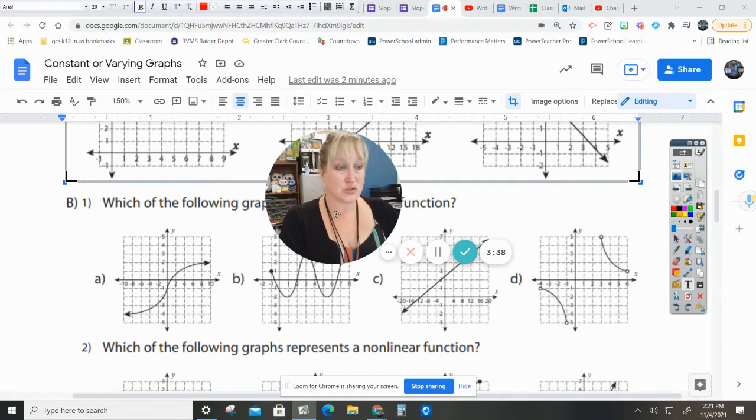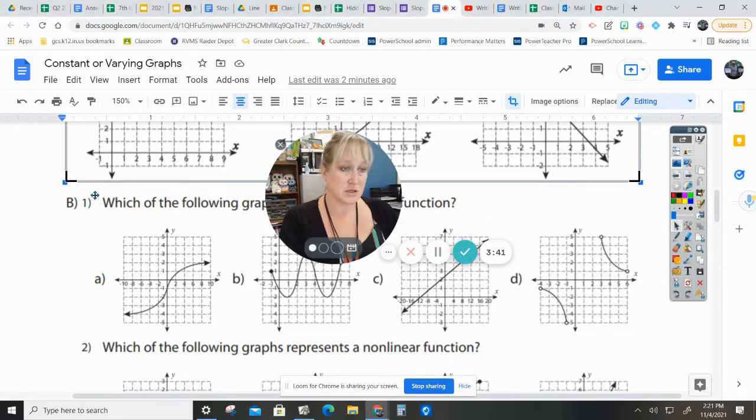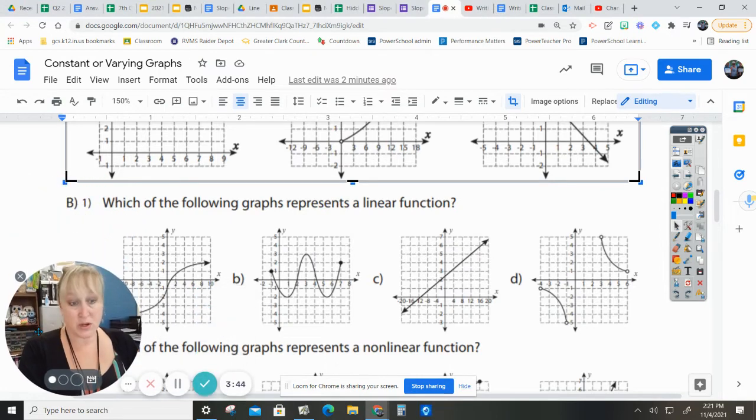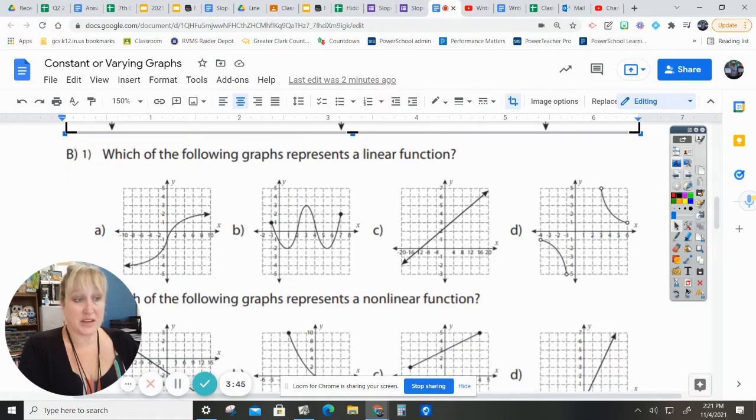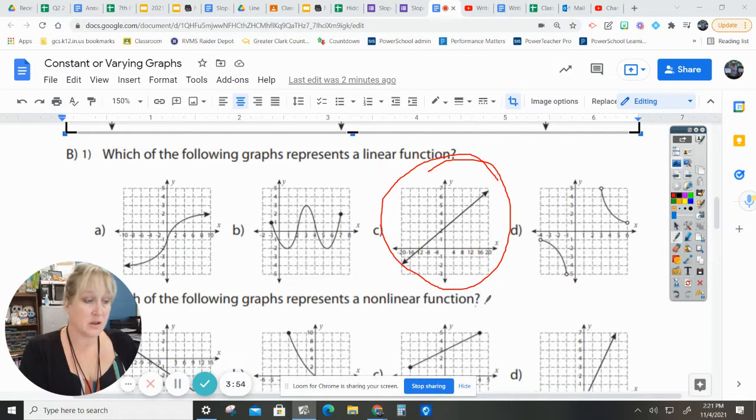These want you to circle which ones are linear functions. So we're just wanting to know which one is linear on these. So that's not a line. That's not a line. This is linear. So it's a constant positive.